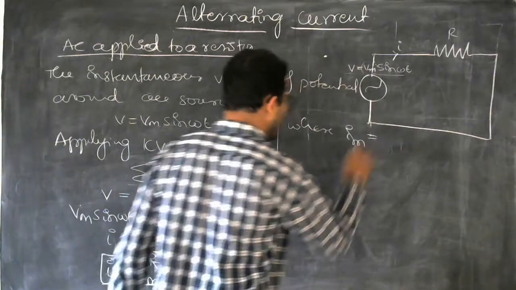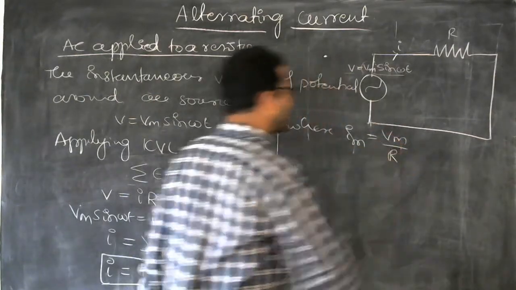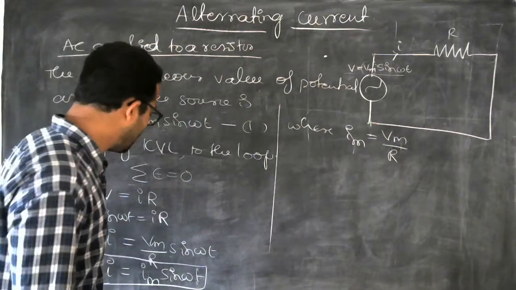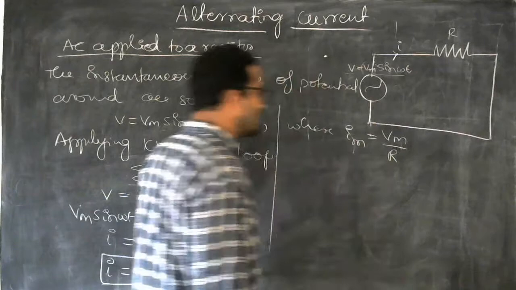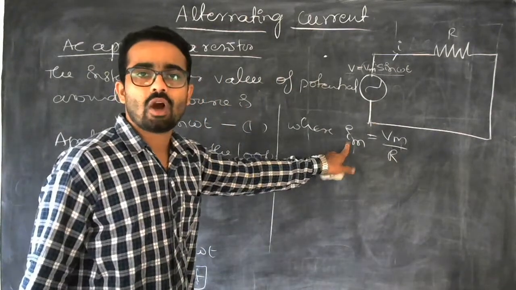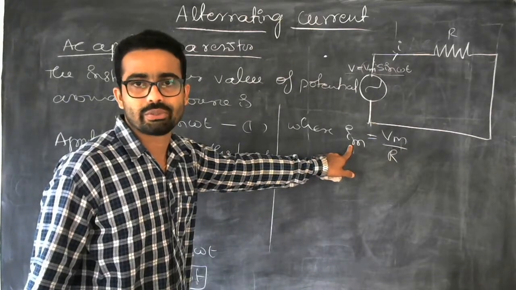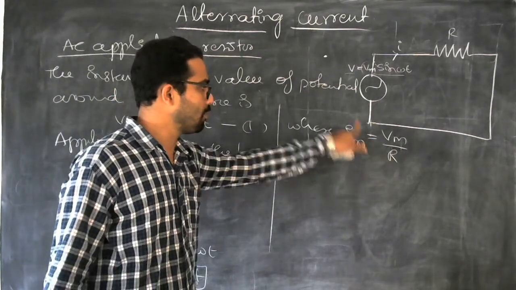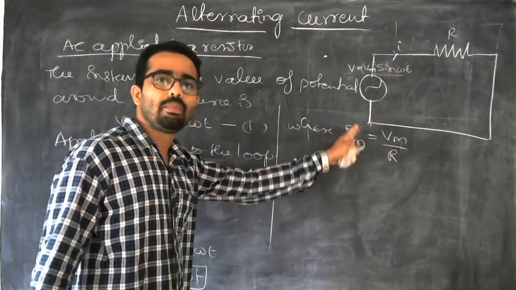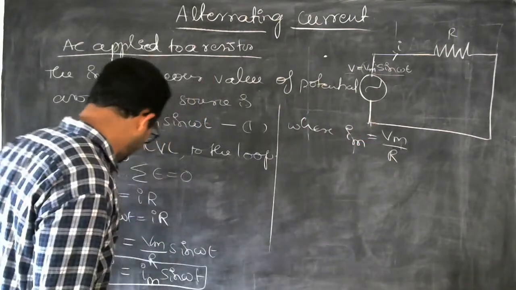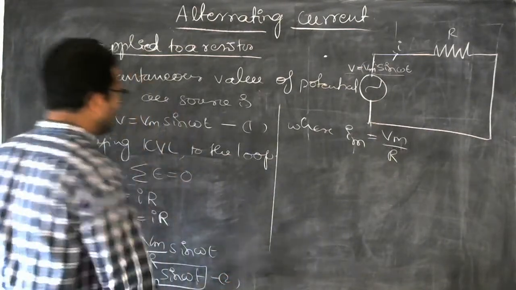Im is equal to Vm by R, and here Im is called the peak value of current or maximum value of current or current amplitude. This is the equation for current amplitude, maximum value of current or peak value of current. They are all one and the same. So I is equal to Im sin omega t. This is the equation we have got.